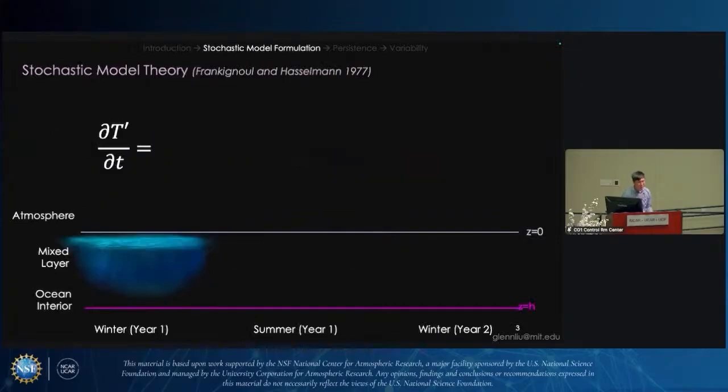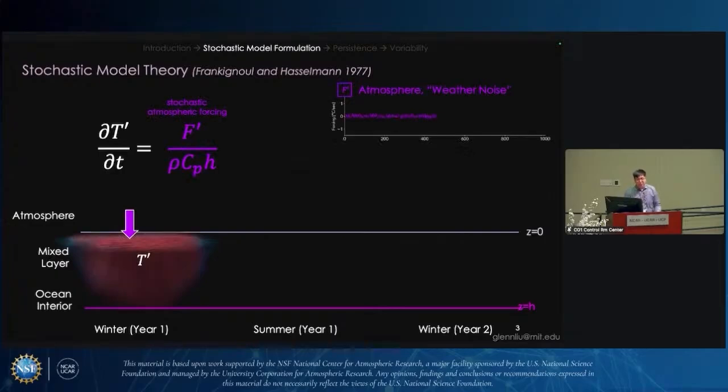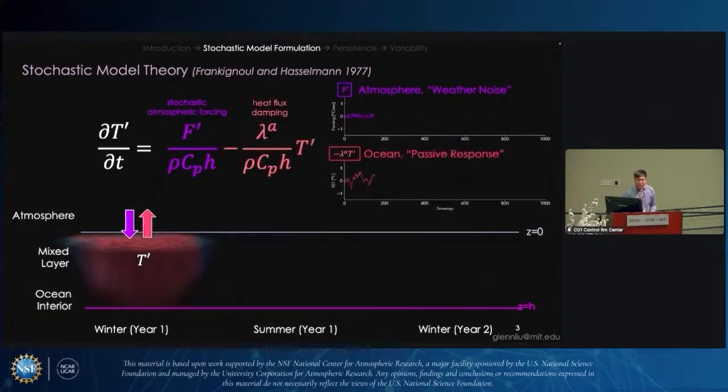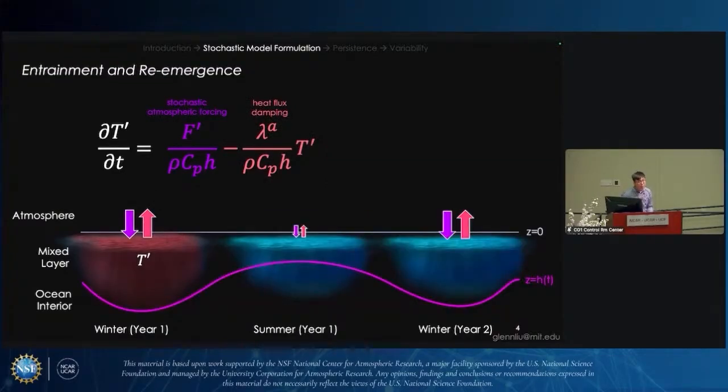You might be familiar with the Franquinol and Hasselmann stochastic model. So the idea here is that temperature changes are driven by atmospheric forcing, which acts on much faster time scales. So you can think of it as white noise of a certain amplitude. And you also have damping to the atmosphere, whose strength is determined by a linear coefficient, lambda A. All of these parameters, however, do vary seasonally.